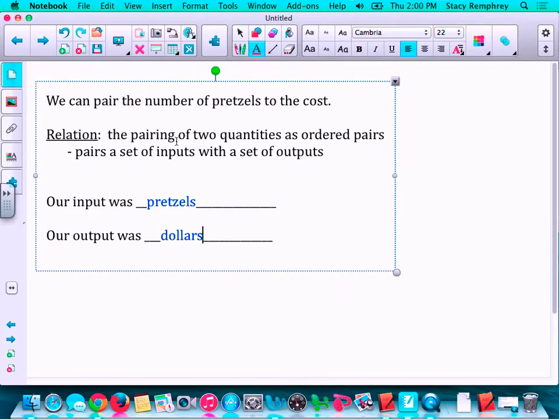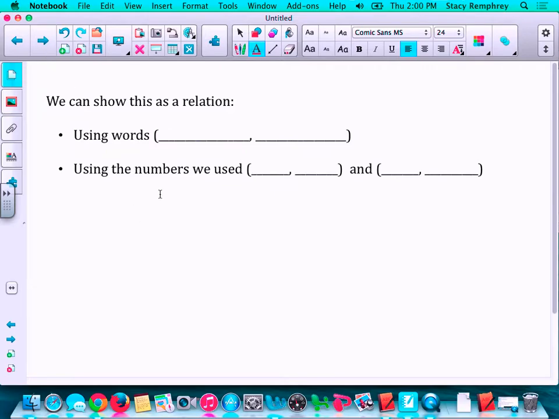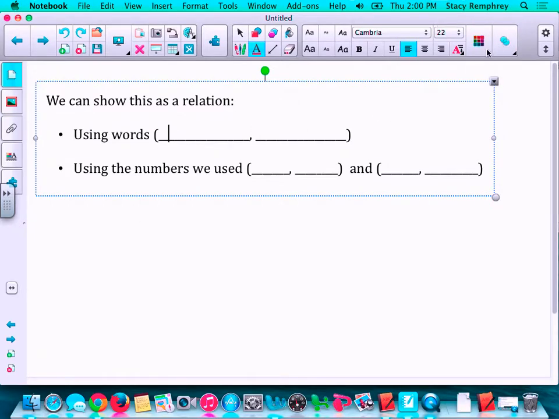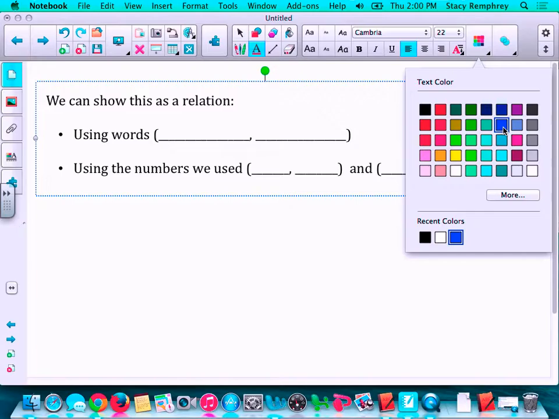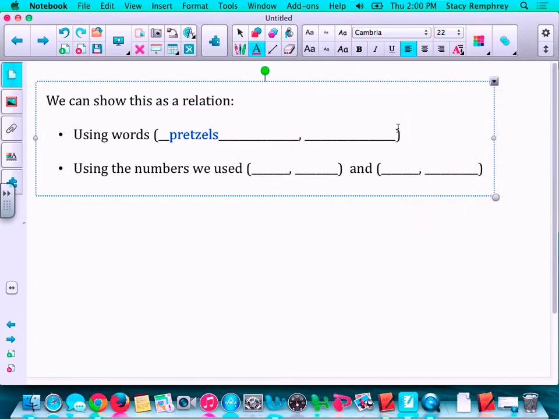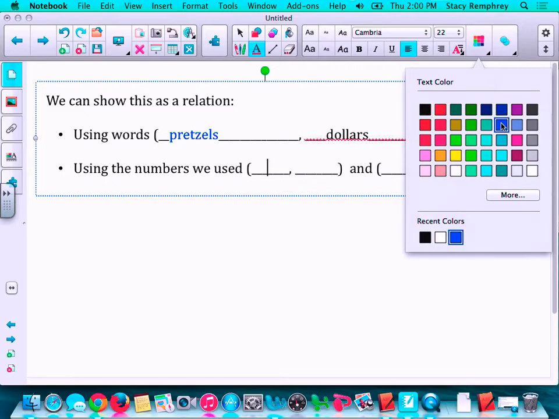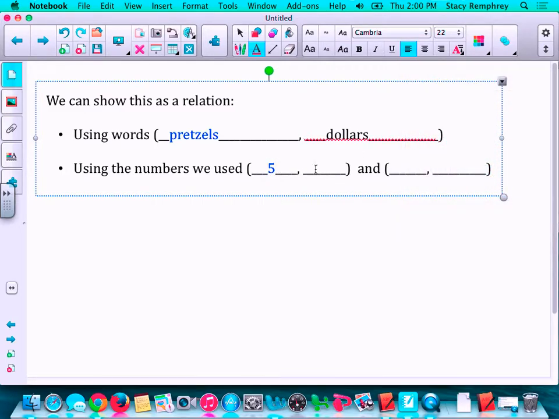Okay, so a relation is the pairing of 2 quantities as ordered pairs. A set of inputs with a set of outputs. So we can rewrite that again here, first with words. Pretzels to dollars. And we can also use the numbers, where the number we plugged in goes first. So we plugged in 5, and we got back $3.75.